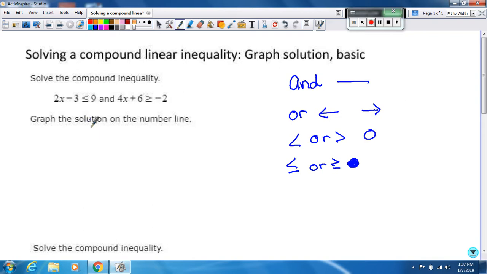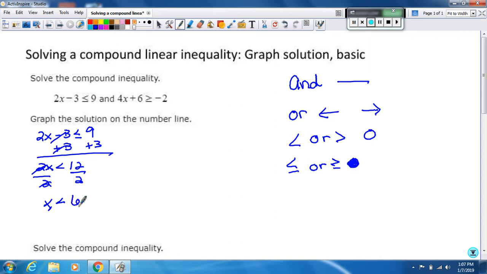Okay, so let's go ahead and graph these. Or you've got to solve them before you graph them. So the first one is 2x minus 3 is less than or equal to 9. I'm going to add 3 to both sides. So I get 2x, opposites cancel, is less than or equal to 12. Divide both sides by 2. Top cancels with bottom. x is less than or equal to 12 divided by 2, which is 6.